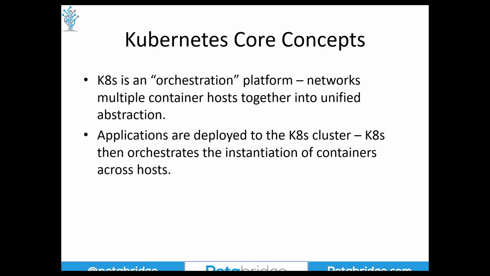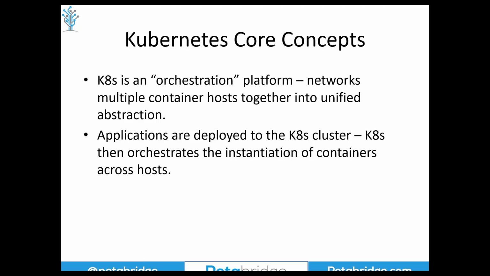Now, the way applications get deployed is we deploy them to the Kubernetes cluster, and the Kubernetes cluster orchestrates the instantiation of those containers across hosts. It's able to guarantee things like, if we have 3 web nodes, we want to make sure all 3 of our web nodes aren't deployed onto the same host computer, because that would be bad from a disaster recovery point of view. So Kubernetes is smart enough to start distributing that data across more nodes in the cluster.